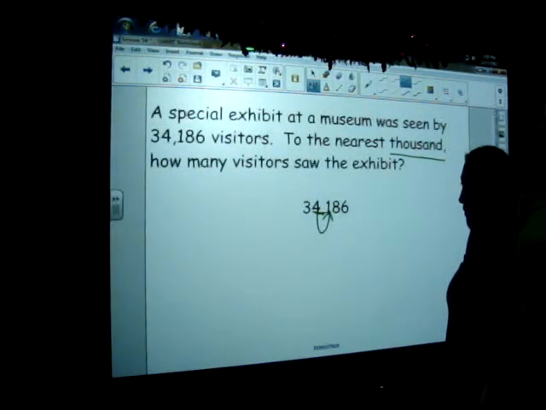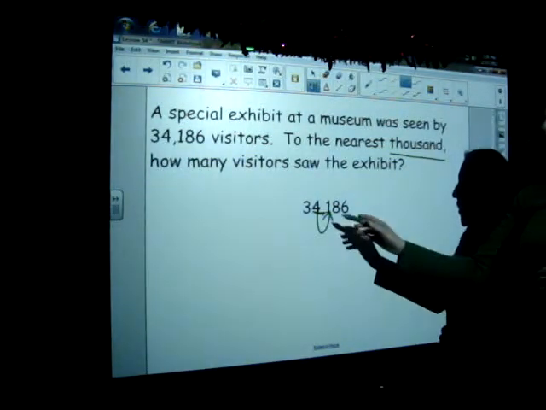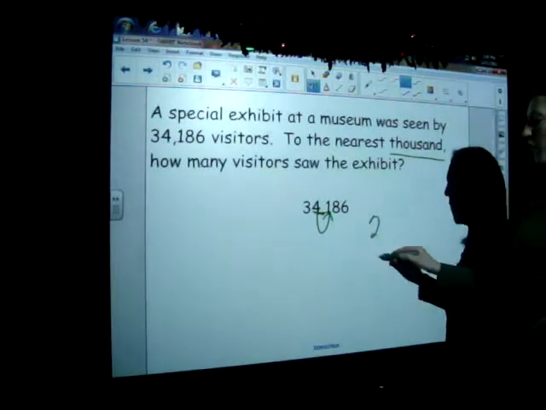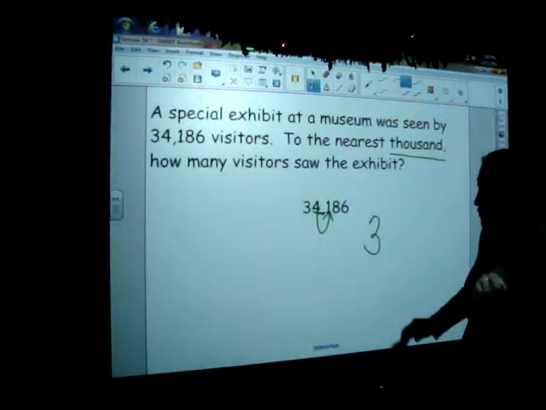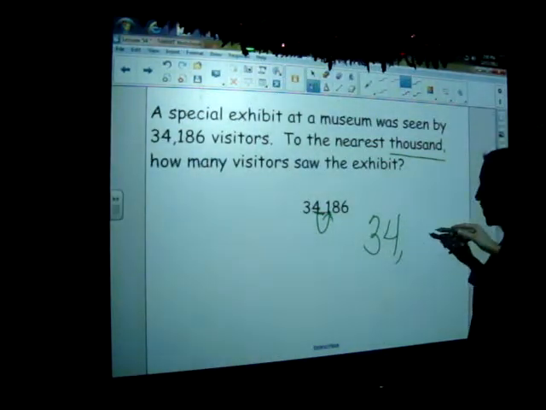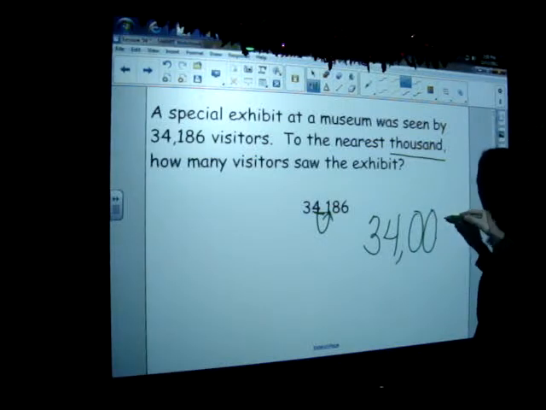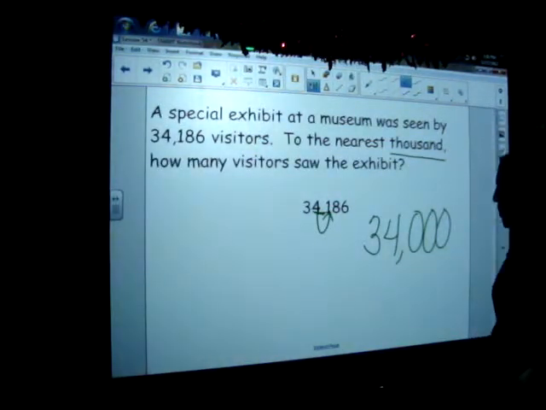Does 1 tell us to round up or to stay there? We should have said 1 tells us to stay there. So I'm going to rewrite the digits I didn't use to the left, which would be 3. 4 tells me that I'm staying there. Put a comma. Everything else goes to a 0. So, about 34,000 visitors.